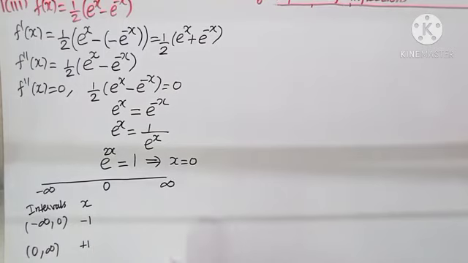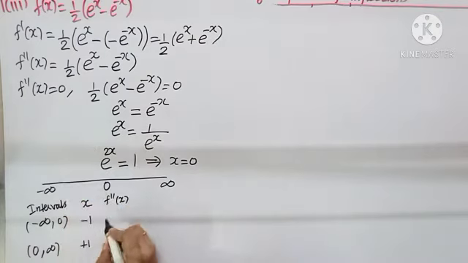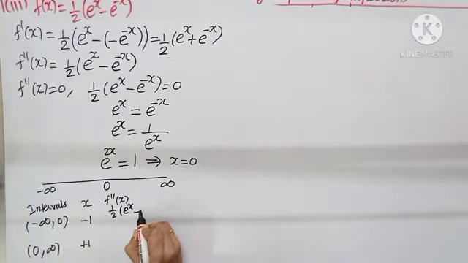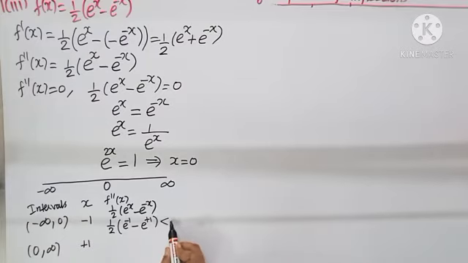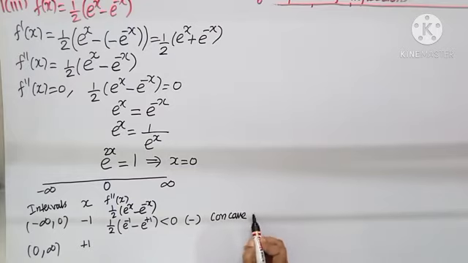The next step, find out f double dash of x. F double dash of x is half e power x minus e power minus x. When I put minus 1, I get half e power minus 1 minus e power plus 1. E, the value will be an irrational number between 2 and 3. So, e power minus 1 will be 1 by 2 point something. This is 2 point something. So, definitely this is below 0. The sign is negative. We will say concave down.